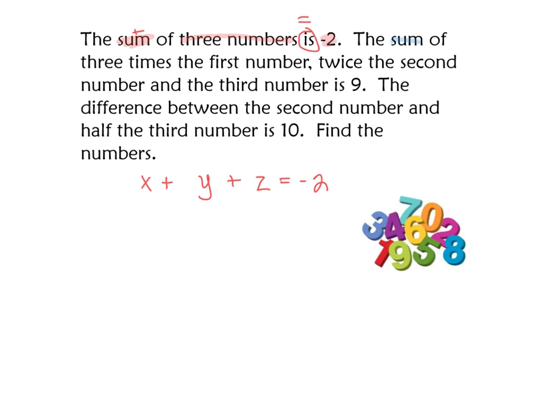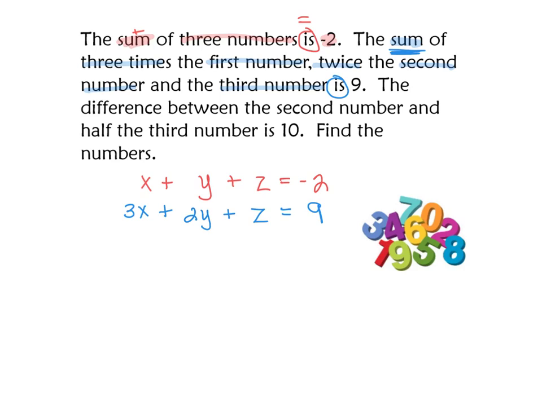The second sentence says the sum of 3 times the first number, so I'm going to write that before I keep reading. So 3 times the first number, that'd be 3x, twice the second number, so that would be 2y, and then it just says, and the third number, so that's just going to be z. I said sum right away, so I'm still adding these. I see the word is, which means equal, and so the total is 9.